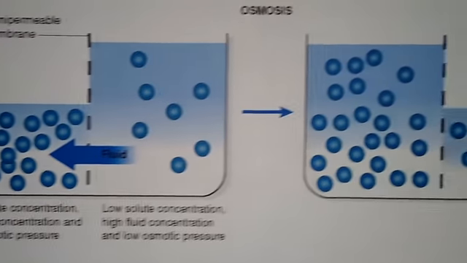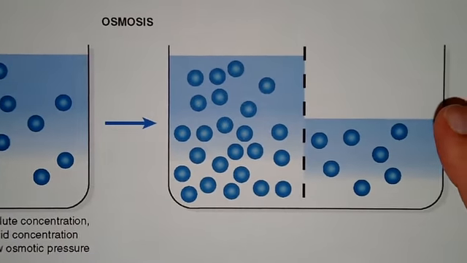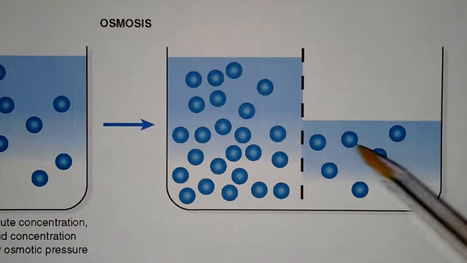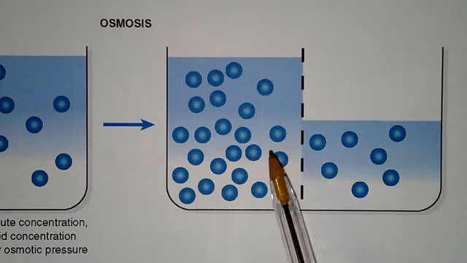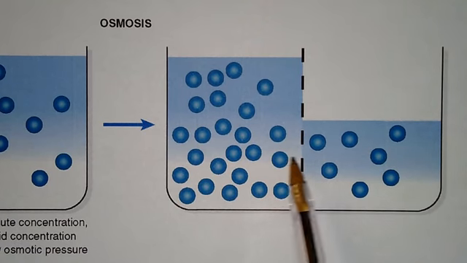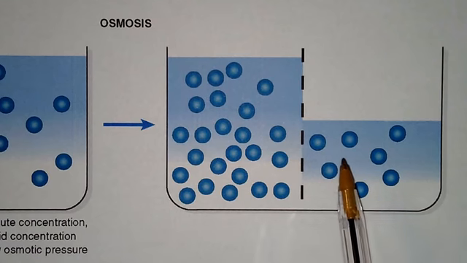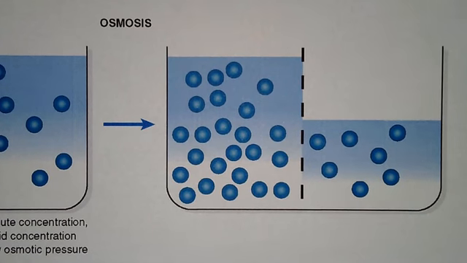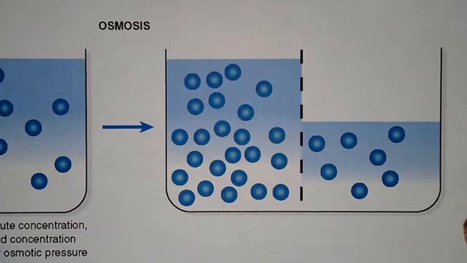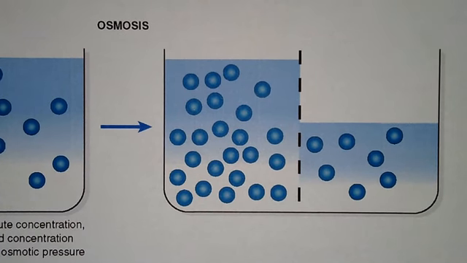So after osmosis, we've had water move from the right side to the left side, and now the concentrations are roughly the same between both sides. So osmosis will happen without any outside influence until an equilibrium is reached.